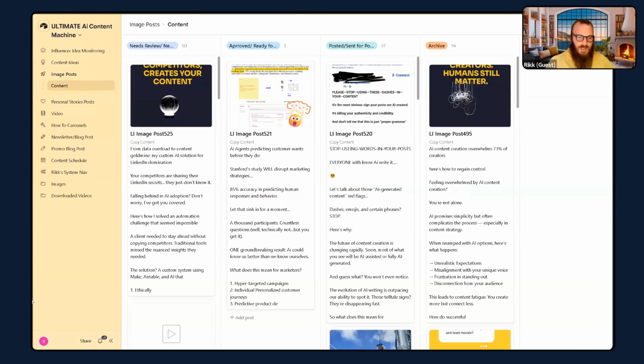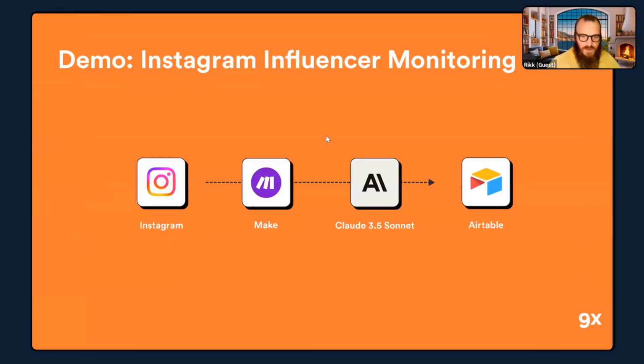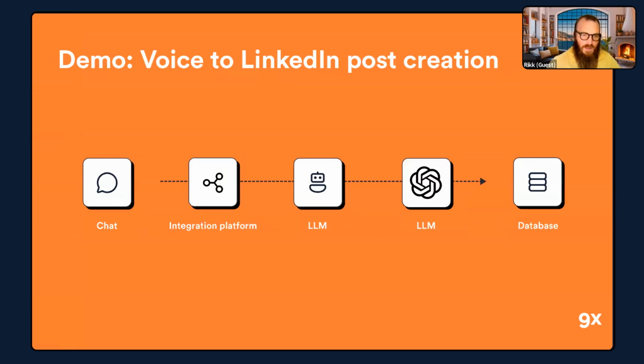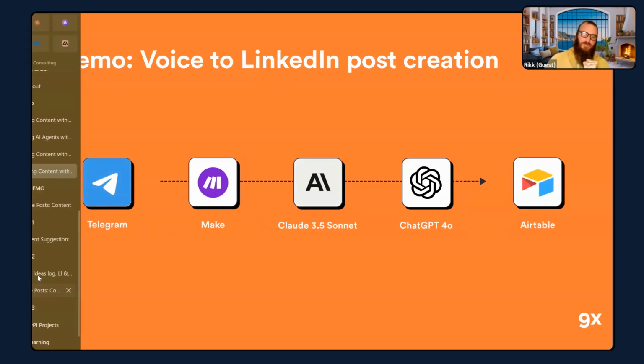Second demo. Yeah. Sorry. Let's come back over here and see. So, second demo, an advanced version of what I built for myself. Much more advanced. So we have a voice to LinkedIn post creation. Okay, great. So we're going to go from my Telegram bot to the integration platform, which is Make. We're going to analyze that content to produce something new. We're going to grab my previous posts using ChatGPT, and then we're going to put it in Airtable.